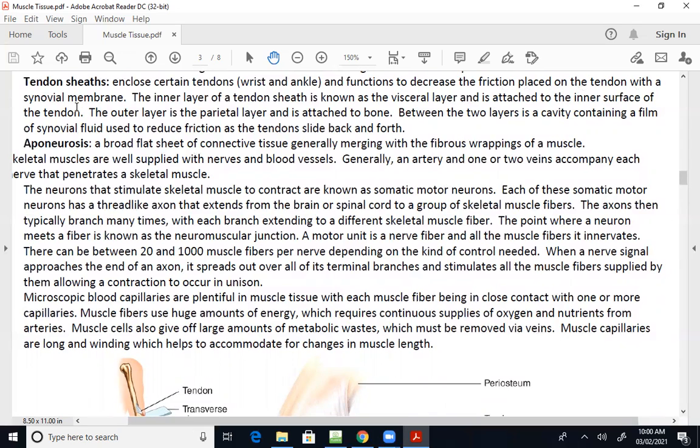The synovial membrane, like the membrane that we talked about last week, creates the synovial fluid, like between our bones and synovial joints, to lubricate. Okay. Same thing seen here. The inner layer of a tendon sheath is known as the visceral layer. It's attached to the inner surface of the tendon. The outer layer is the parietal layer and is attached to the bone. Between the two layers is a cavity with the synovial fluid to reduce the friction as the tendons slide back and forth.